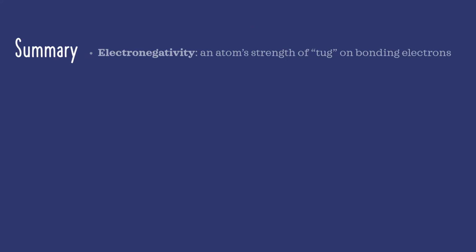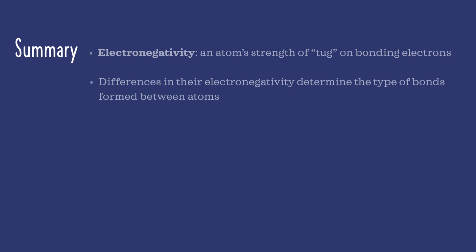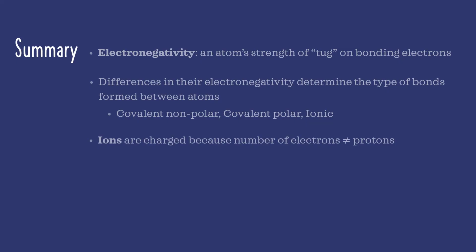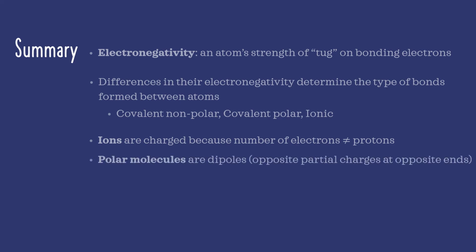In summary, you learned that electronegativity refers to an atom's strength of tug on bonding electrons. You learned that differences in their electronegativity values determine the types of bonds formed between atoms. You learned about covalent nonpolar, covalent polar, and ionic bonds, 3 types of bonds. You also learned that ions are charged, whereas atoms are always neutral. And you learned that polar molecules are dipoles, meaning they have partial charges at opposite ends.